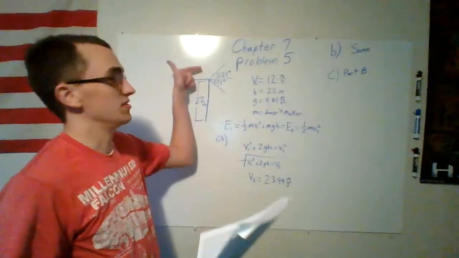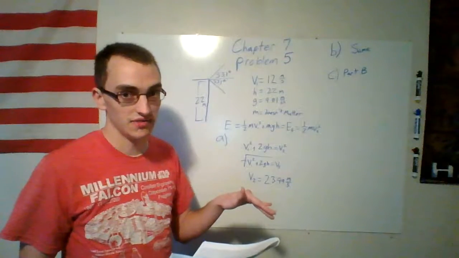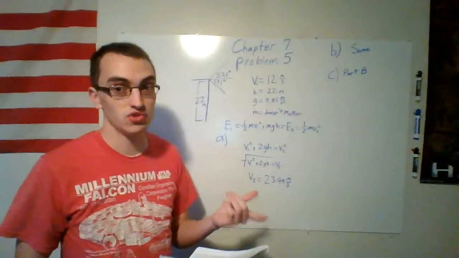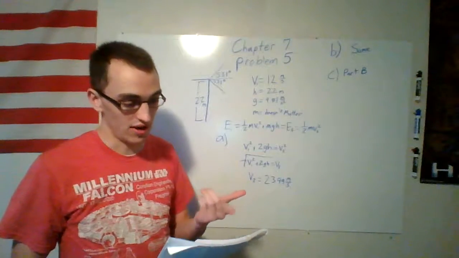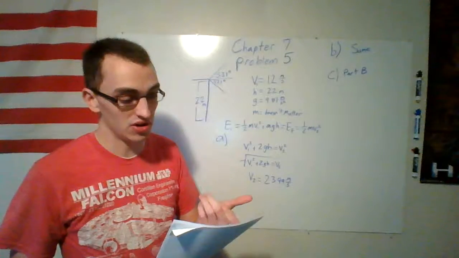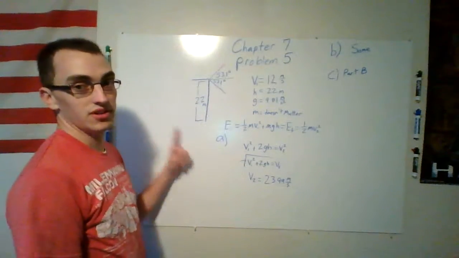B, what if the angle is 53.1 degrees below the horizontal? What is the velocity of the ball? And part C, if the effects of air resistance are included, will part A or B give the higher speed? So, really simple. Here's a little drawing.